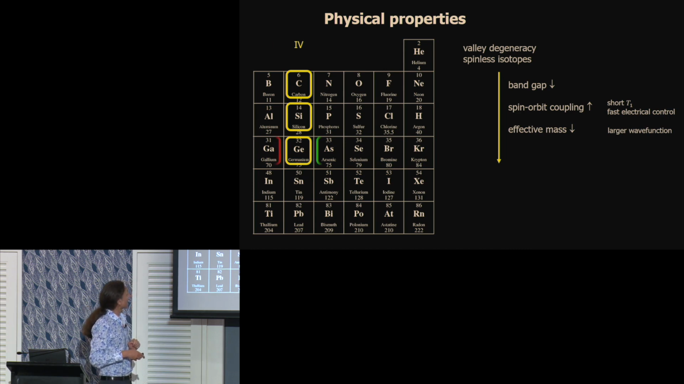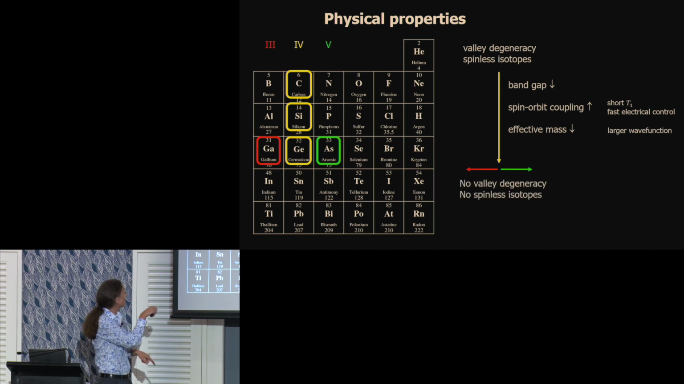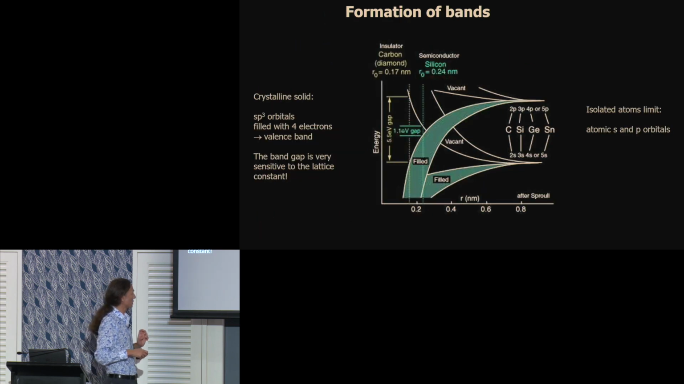So let's get to the band gap. Oh yeah, and then as you move sideways, so you go to III-V semiconductors like gallium arsenide, you lose the valley degeneracy, so that's a good thing, but you no longer have spinless isotopes. Okay? So now let me define exactly what this means for the people who are not used to the terminology.